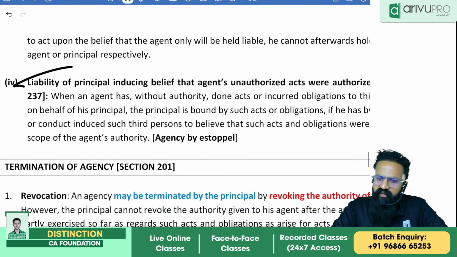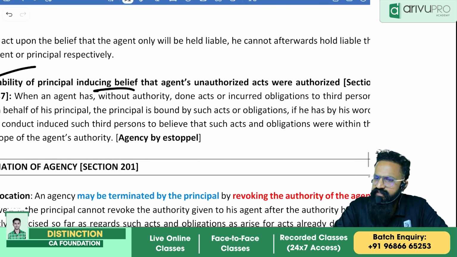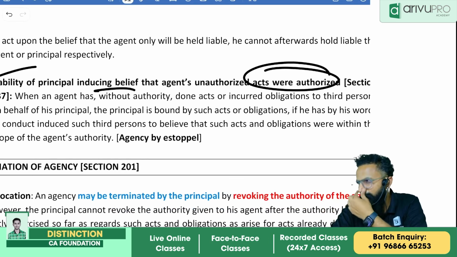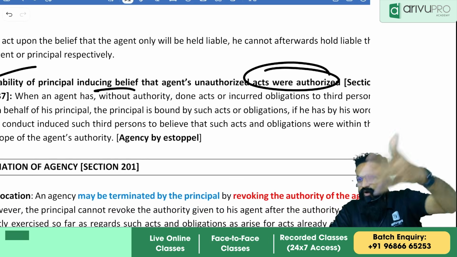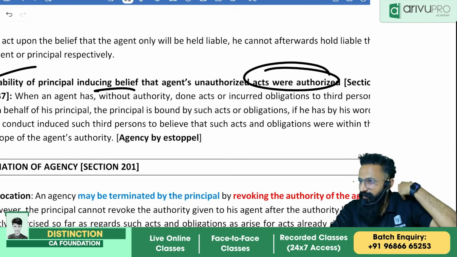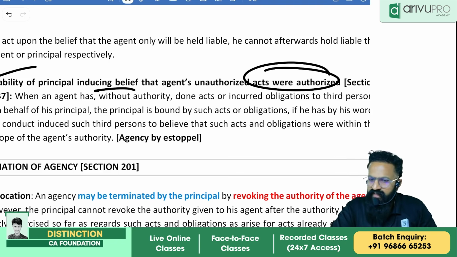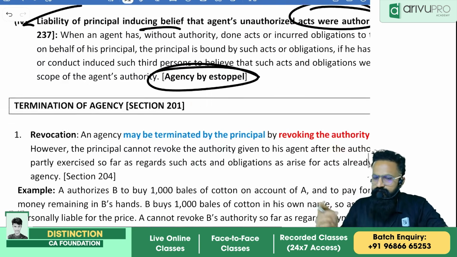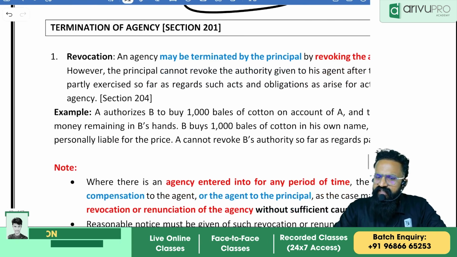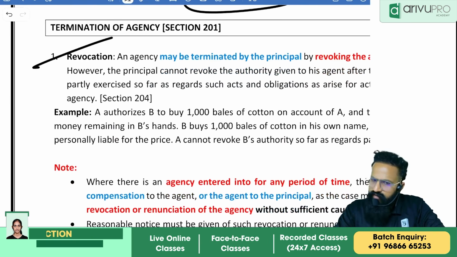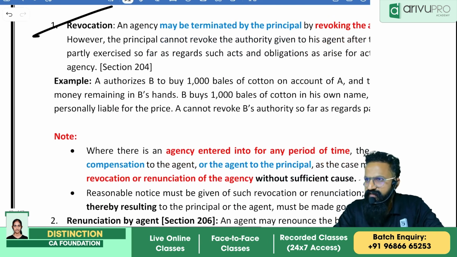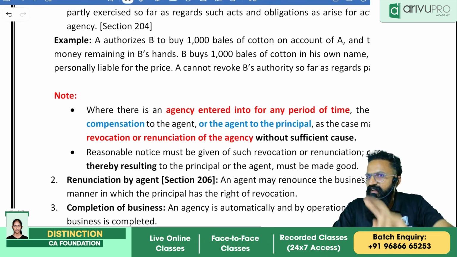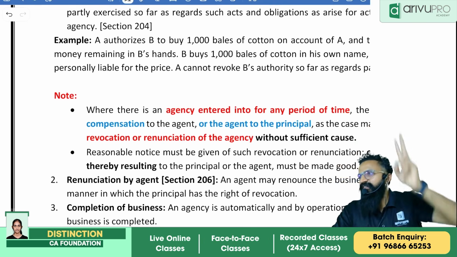Next one is liability of principal inducing belief that the agent's unauthorized acts were authorized. Estoppel. If I have said that whatever the agent is doing, for that I will be liable, then I will be liable. That is what we saw as agency by estoppel. So, termination of agency. How does an agency come to an end? Revocation, renunciation. We have seen something.